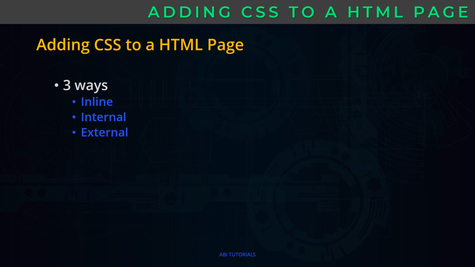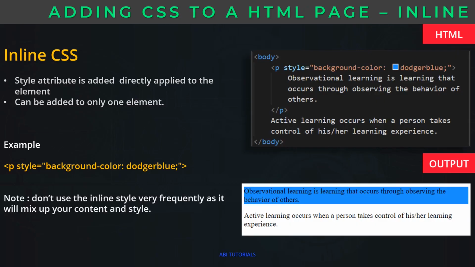They are inline, internal and external CSS respectively. Let's see each of them in detail. If the style attribute is directly added to the corresponding element, then you have to use inline CSS styling. Inline CSS can be added to only one element as it is added within the start tag of a specific element. In the sample example given here, we have applied the style attribute directly to the P element, thereby making it an inline CSS.